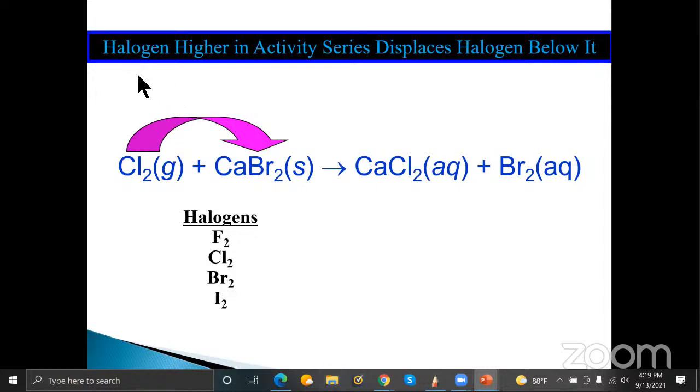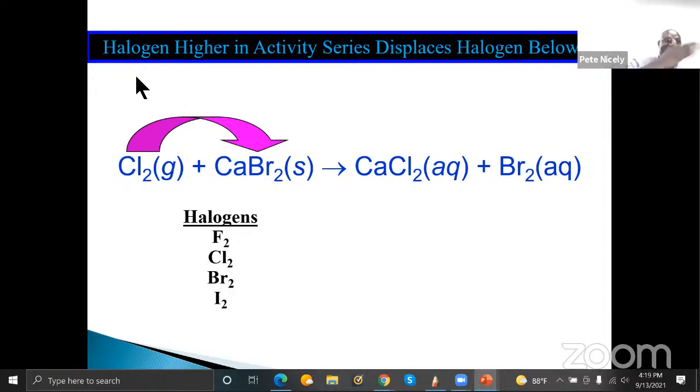And what you'll find is that just as in the metallic activity series, where the element at the top will displace the ones below it from their compounds, the same is true in this arrangement as far as the halogens are concerned, right? So as stated here, the halogen higher in the activity series displaces the halogen below it.